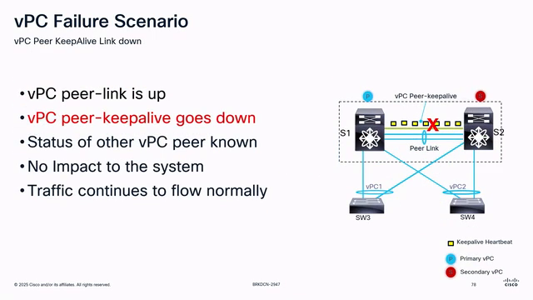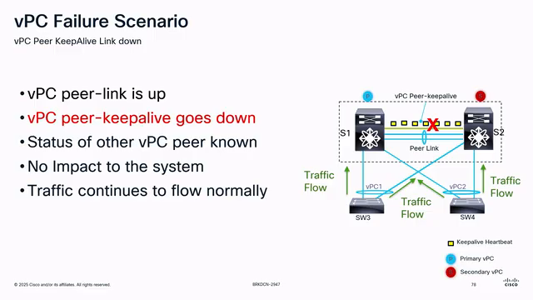Now let's reverse the situation. Let's say we fail the keepalive link. Because the peer link is there, the same situation happens. There is no problem. The traffic continues to flow. There is nothing really that needs to change. My symmetric traffic can continue to flow. I've just lost the keepalive, but I'm still able to talk to the other device. Both of the roles remain the same. There is no change.